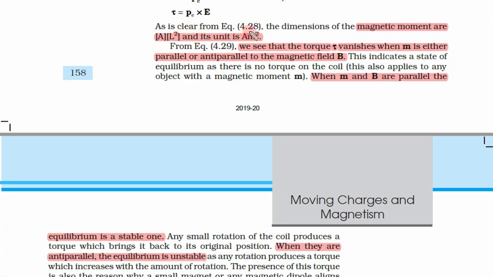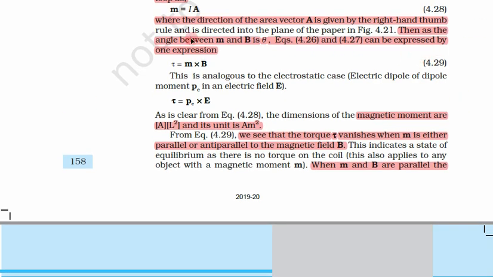As it is clear from equation 4.28, M is equal to IA. The dimension of magnetic moment is A into L square. A is ampere, that means current, and area is L square, and the unit of current is ampere, and area is meter square. So what are the units of magnetic moment? Ampere meter square, and the dimensions are A L square. So these are the dimensions and unit of magnetic moment.